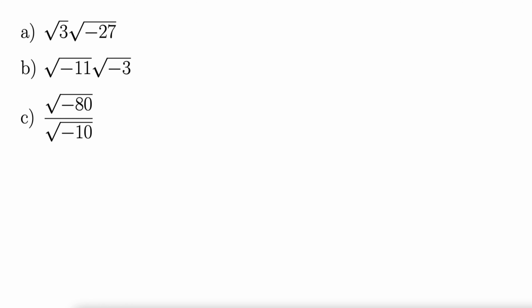Let's take a look at some more examples involving i. Here we have rad 3 times rad negative 27. Let's take a look. We want to find a perfect square as a factor of 27. So let's do a factor tree here. I'm thinking 9 times 3 will do the trick because there's our perfect square. 9 is indeed 3 times 3. Okay, so let's factor that out.